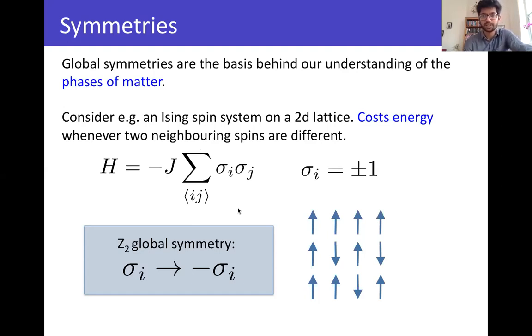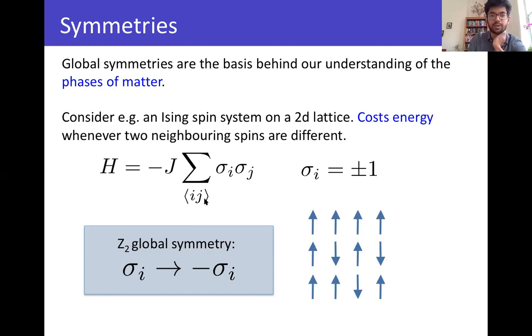Okay. So what is the 2D Ising model? The way this works is you have a bunch of spins on a lattice. So here, each of my spins can take the value either plus or minus one. The spin can be either pointing up or pointing down. And this i here runs over all the sites of a 2D lattice. The Hamiltonian of the 2D Ising model looks like this.